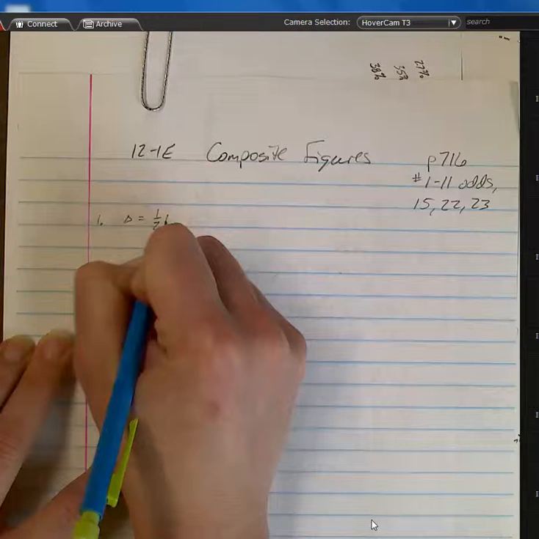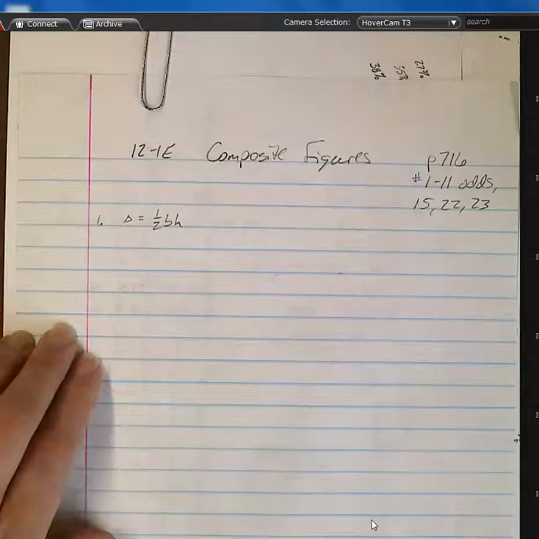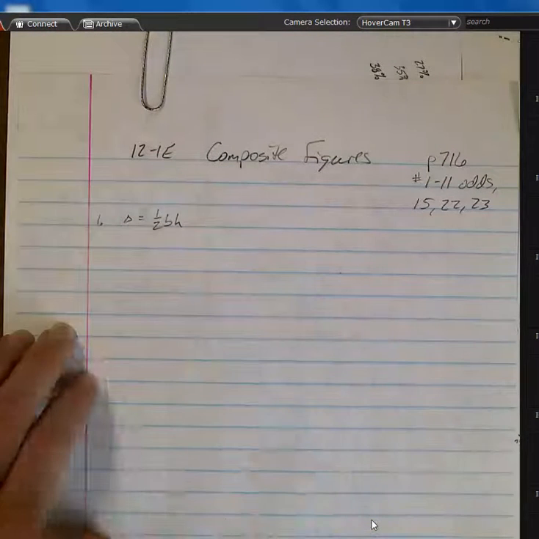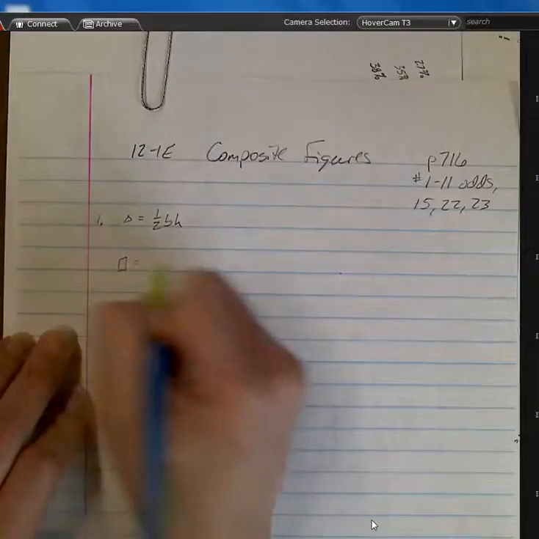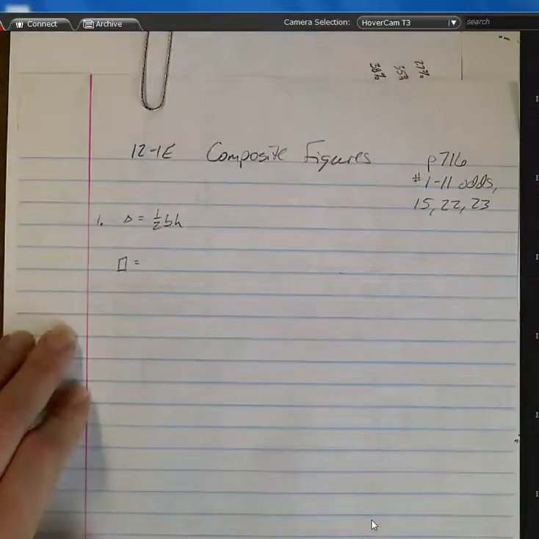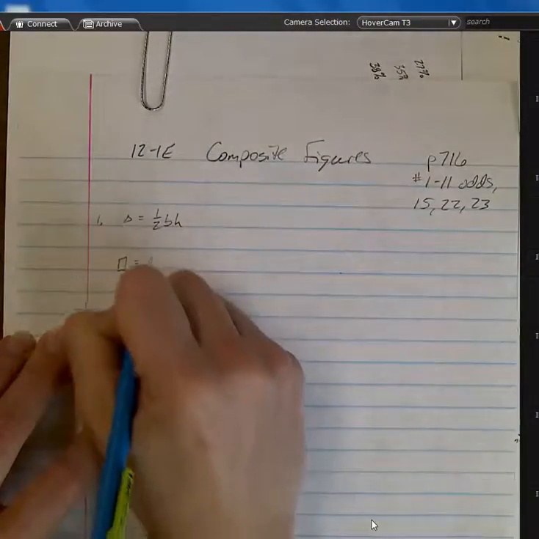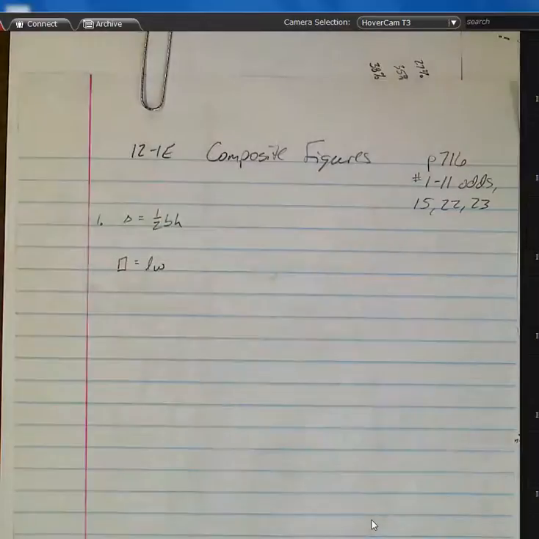Half of the base times the height. You're also going to find the rectangle. How do I find the area of a rectangle? Length times width. Okay. And so for the rectangle, I'm going to do that one because I see those numbers first.